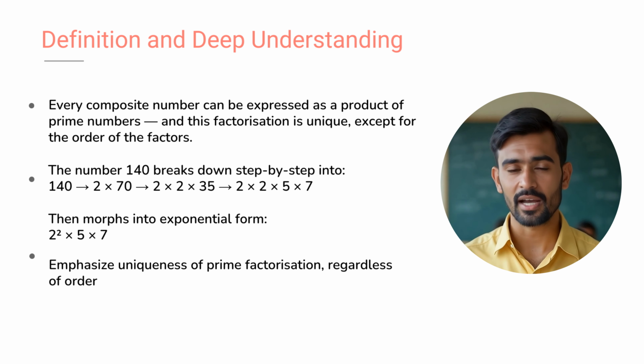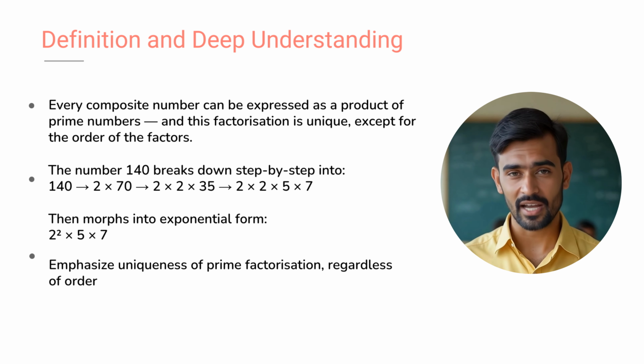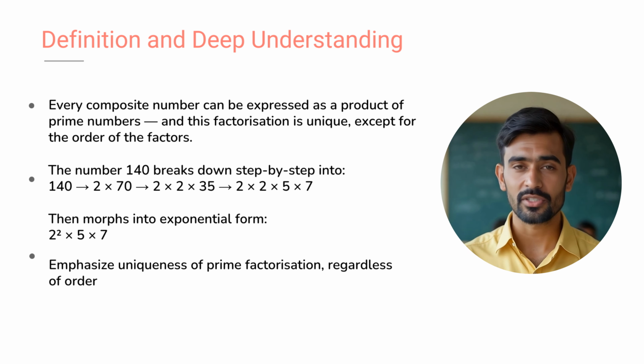It states every composite number can be expressed as a product of prime numbers, and this factorization is unique except for the order of the factors. Let's decode that with a quick example. Take the number 140. You can break it down as 2 times 2 times 5 times 7, or, in exponential form, 2 squared times 5 times 7.